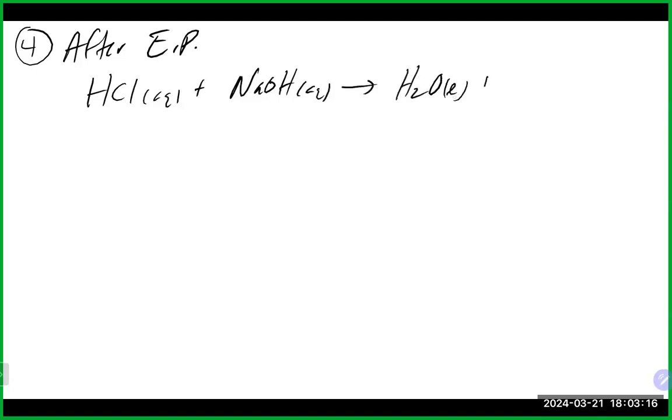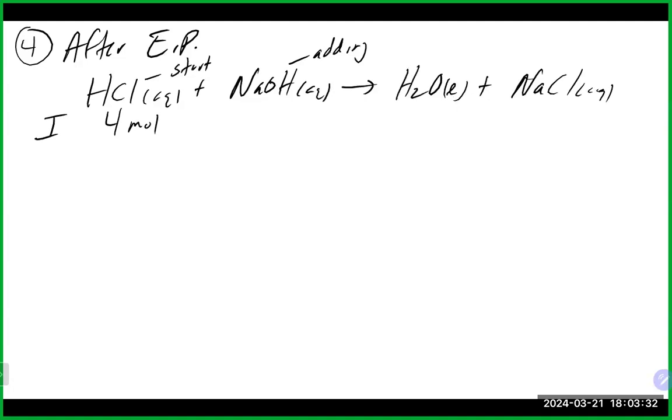Gives us some water and some sodium chloride. And once again, we are starting with this and we are adding this. So initially here, I have my 4 moles of HCl that we've started with in all of our titration parts here. Now, since I am after the equivalence point, should the moles of sodium hydroxide be less than, equal to, or more than 4 in this case?